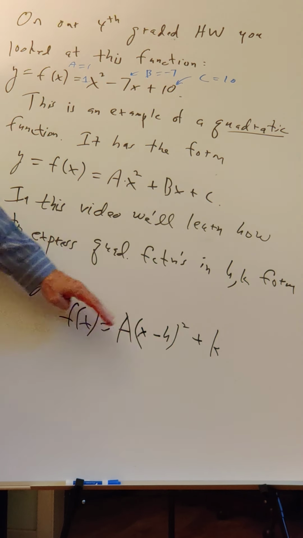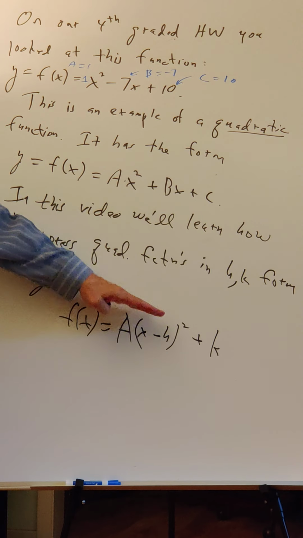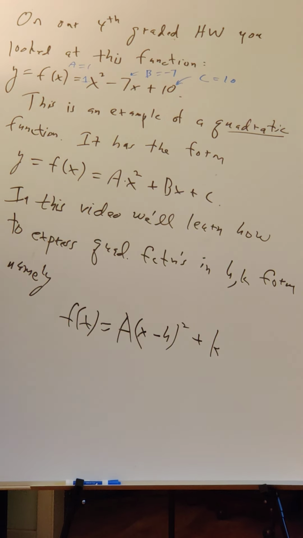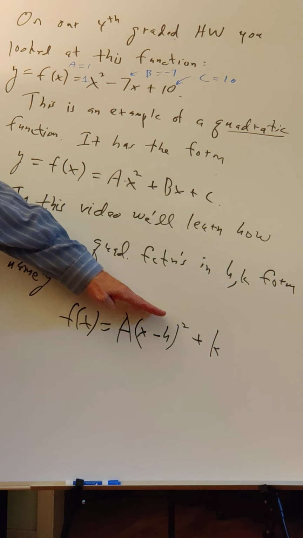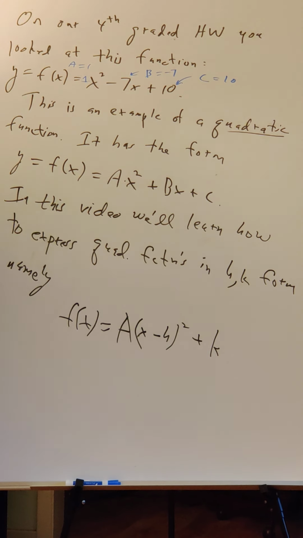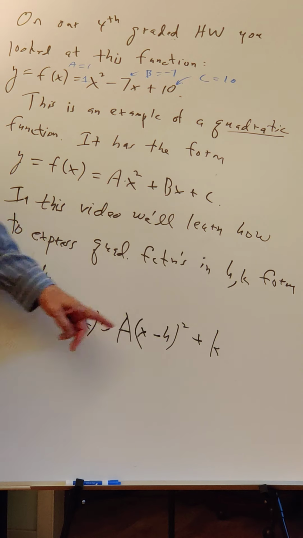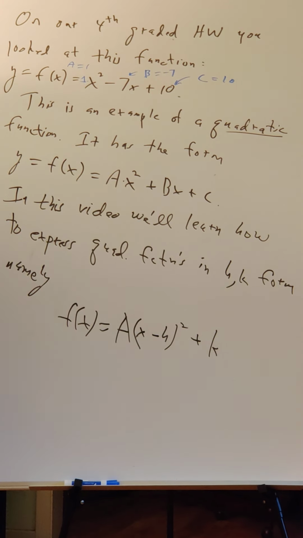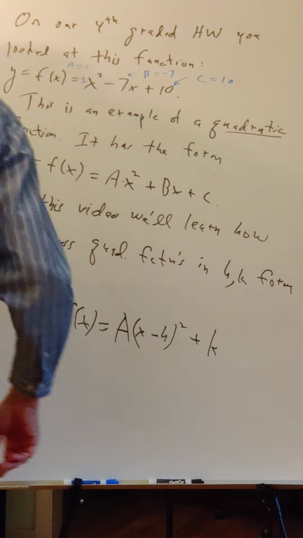Now, why do we prefer this form to this one in many situations? Well, this tells us all sorts of information about the quadratic function. In particular, it lets us graph it very easily by our shifting rules. To keep things simple, we'll deal with cases where a is 1. So we want to go from this form to this form. So how do we do that?